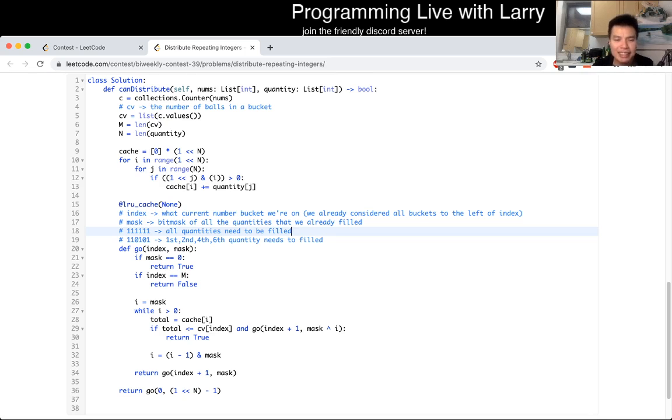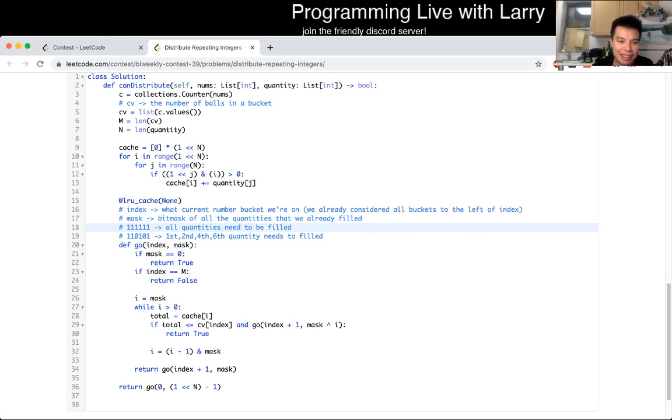And then now we could go through our states, right? If mask is 0, that means that all our quantities are filled, we could return true, because that means that there is a path to get there. If the index is equal to m, that means we already used all the buckets, and that means that it's no good, because we already used all the buckets and mask is not 0. That means that there's still mask to be filled, but index is equal to m. And m, of course, is just the number of buckets we have. And then this part is just going through all the possibilities.